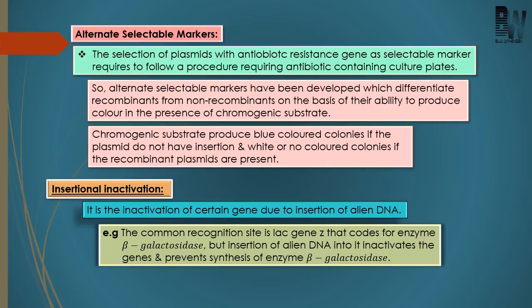Okay, let us take one example. In lac operon, what happens is that there is a gene that codes for beta galactosidase, but insertion of a desired DNA segment or gene into this region of that DNA will definitely inactivate that gene, and thus there will be no synthesis of beta galactosidase.